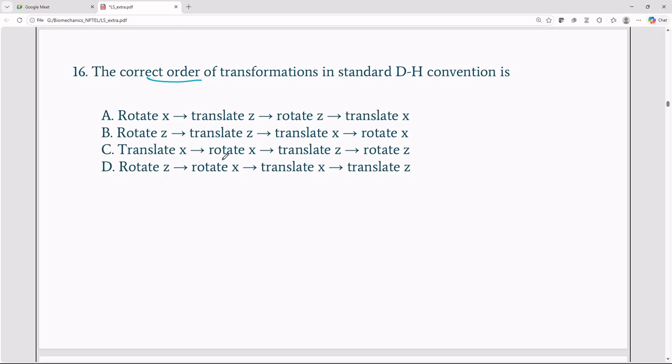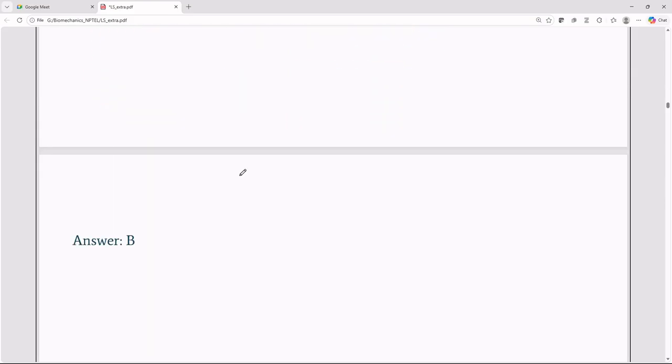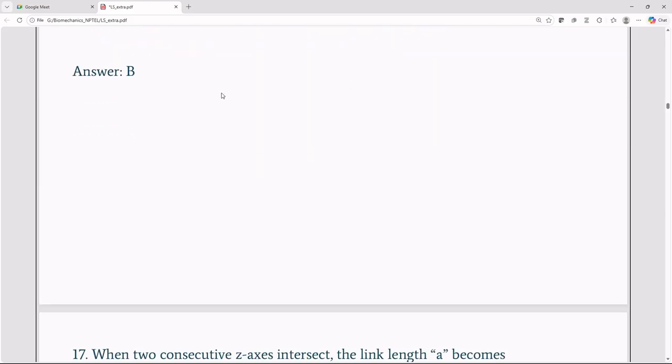Correct answer is option B, that is rotating about z axis, then translating along z axis, then translating along x axis and rotating about x axis. Answer is option B. Next question.